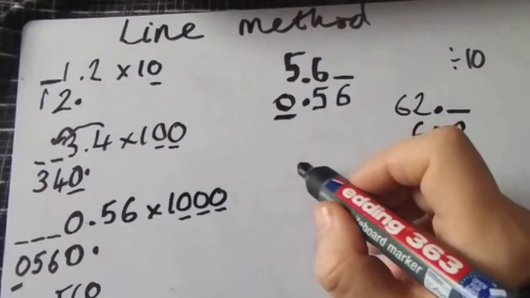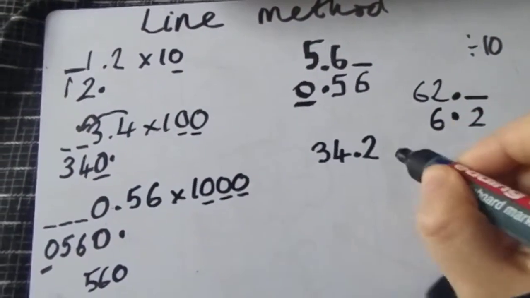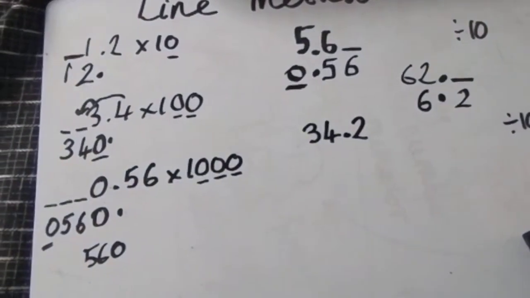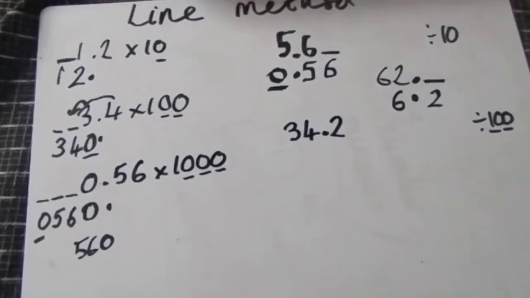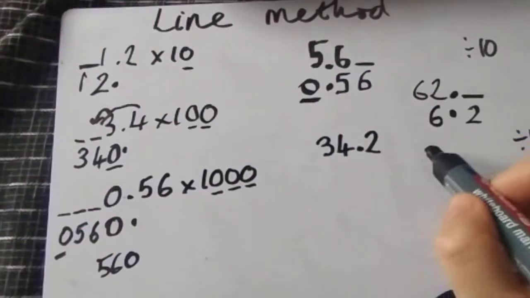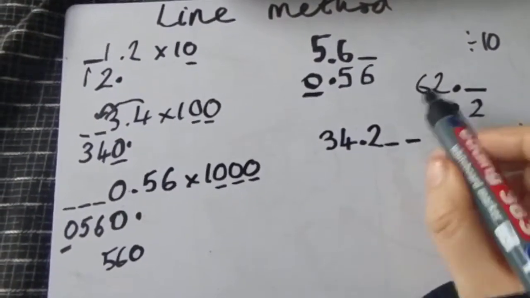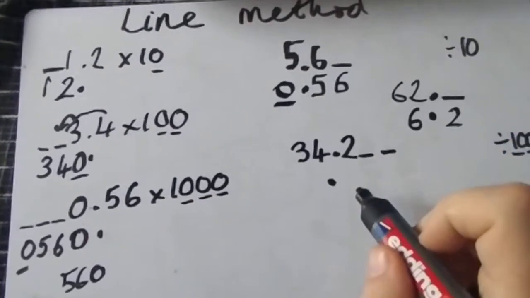So we'll do a dividing by 100 while we're here. Let's have 34.2 divided by 100. I'm just going to get that out of the way again over there. That's what we're doing. So 100, everything gets 100 times smaller. We're moving 2 places to the right. So 2 lines. Now, unlike the 62, this one's already got a decimal point in, so I don't need to think about putting that in.